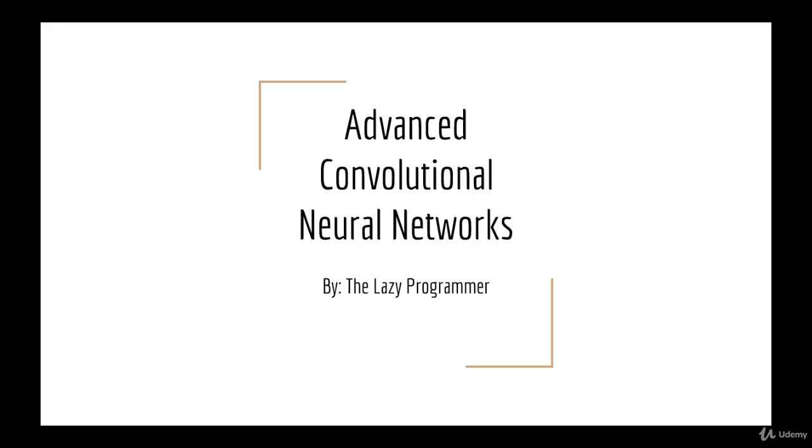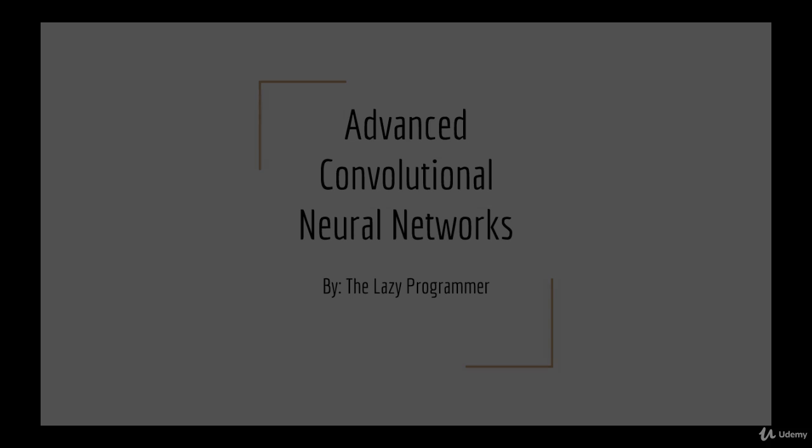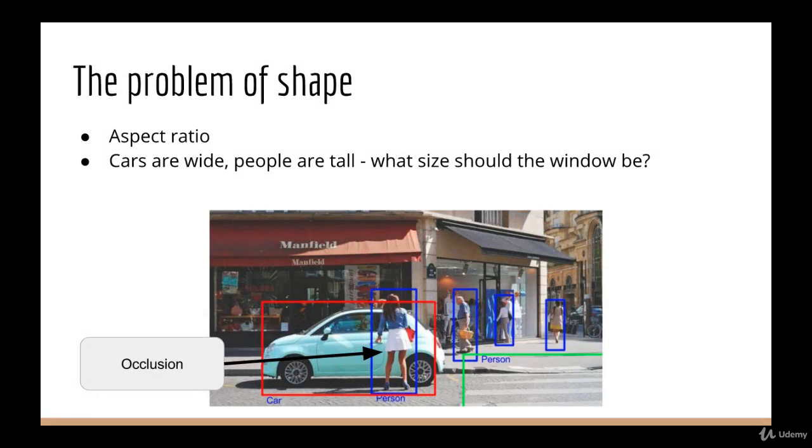Hey everyone, and welcome back to this class, Advanced Convolutional Neural Networks. In this lecture, we are going to tackle another issue when it comes to object detection. This is the problem of dimension or shape, or more correctly, aspect ratio.